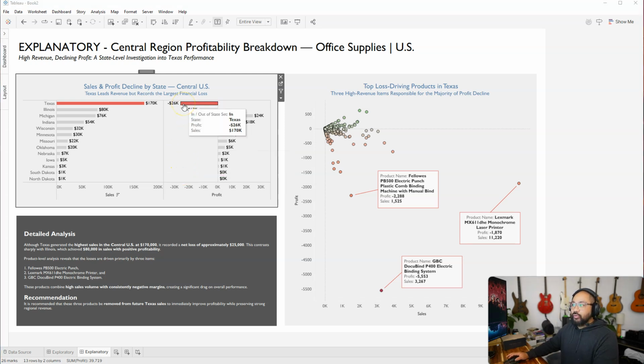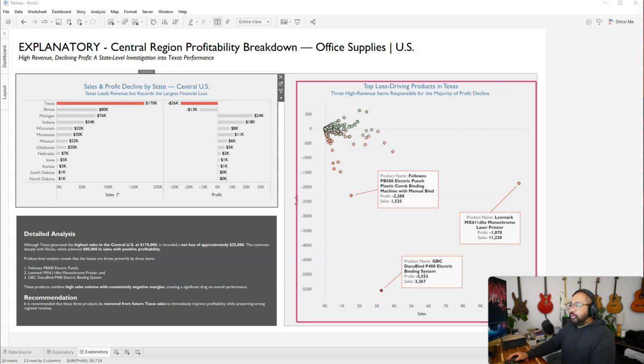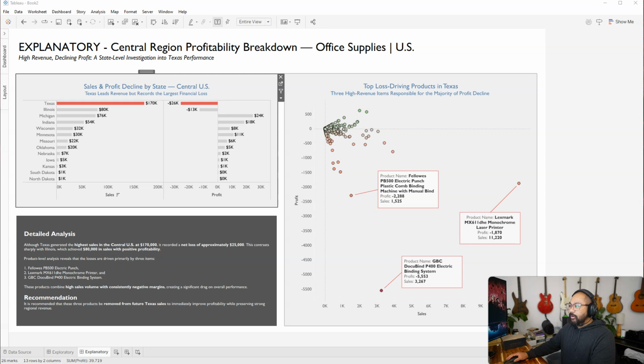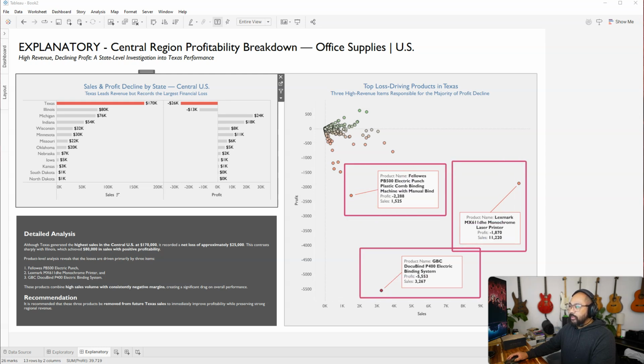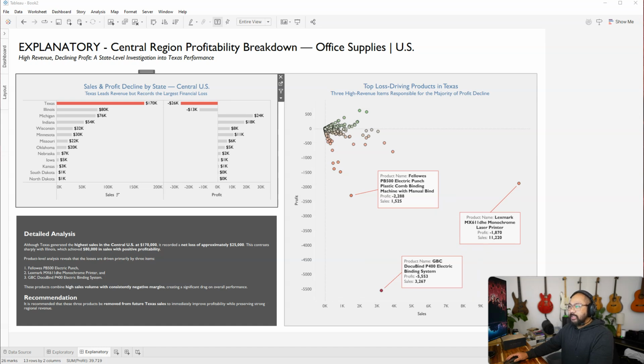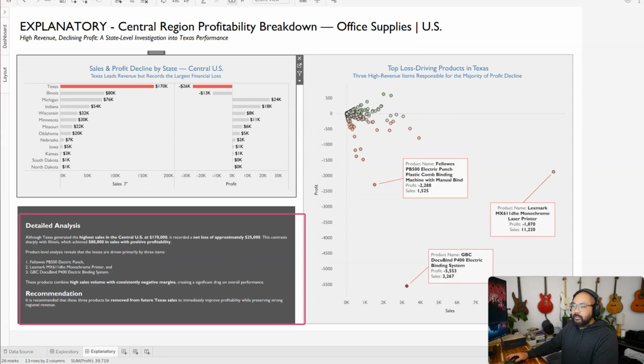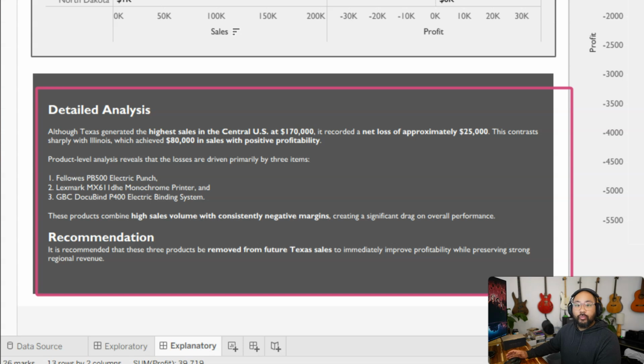Now, with that loss of $26,000, what products are they? And this scatter plot shows us that actually there are 3 products, one here, and one here, that have caused a significant amount of profit loss. Based on that, there is a detailed report that you can see here and a final recommendation of what to do. We are basically saying, here's my analysis and here's what I want you to do with it.